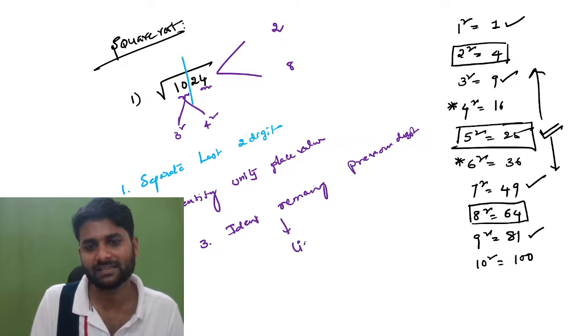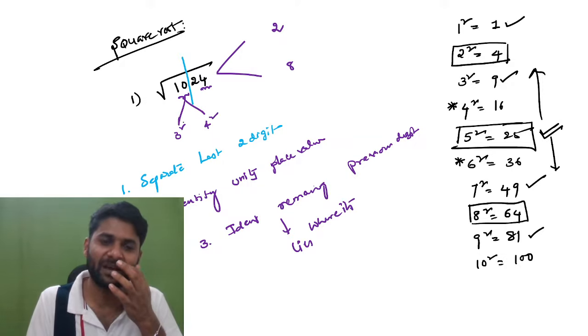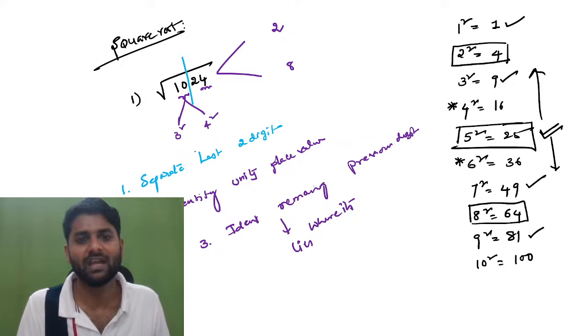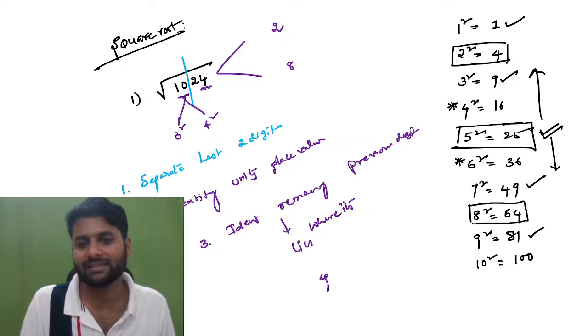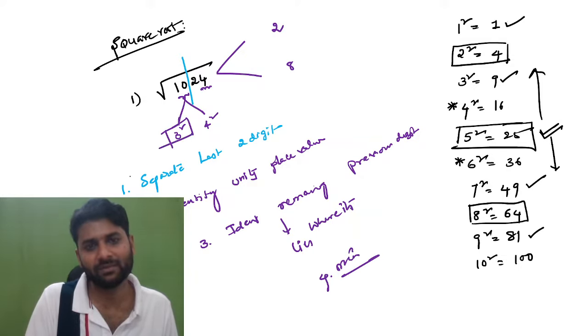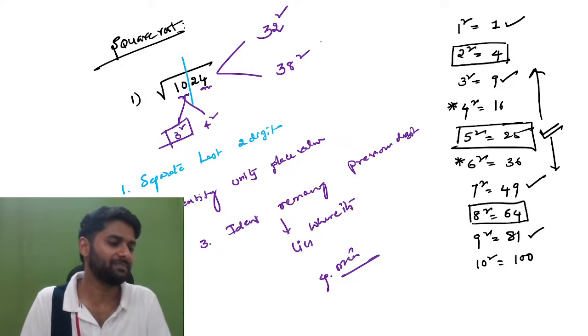So where does it lie? What about that previous number? I'll identify where it lies. So 10 lies between 3 square and 4 square. Out of these two, consider the minimum. So the minimum value is 3, which means your answer is either 32 square or 38 square.